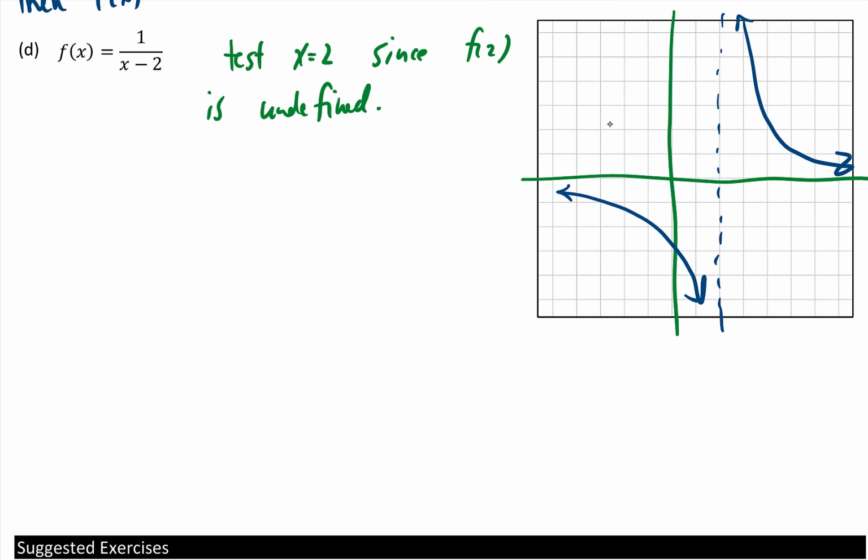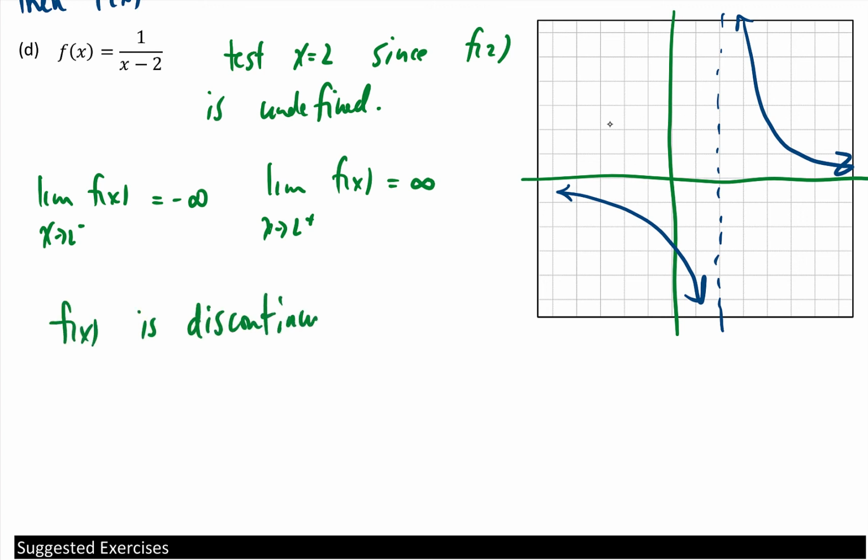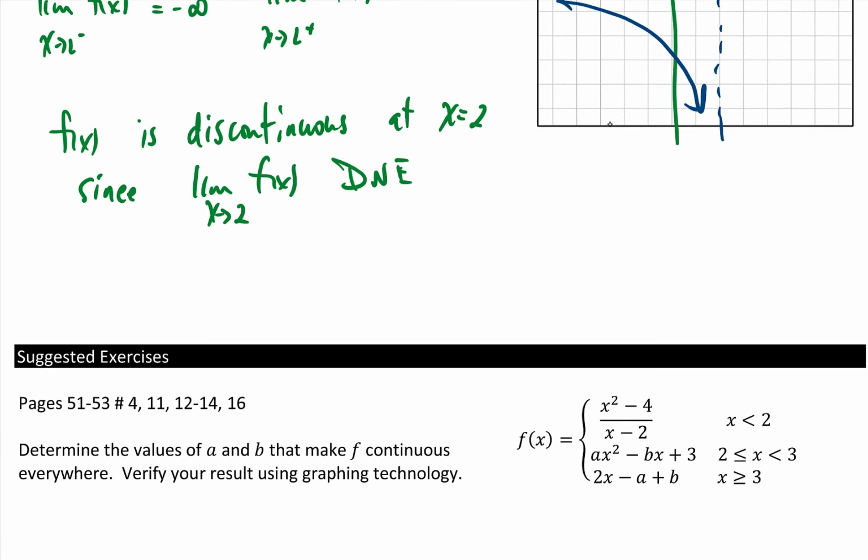And for this last example, we see that the limit as x approaches 2 from the left and from the right, they don't match. And therefore f of x is discontinuous at x equals 2, since the limit at x equals 2 is undefined. And in that case, that would be our vertical asymptote discontinuity, or what we call an essential discontinuity.